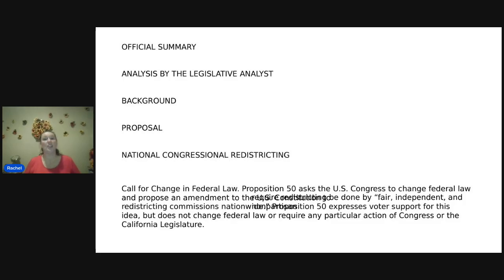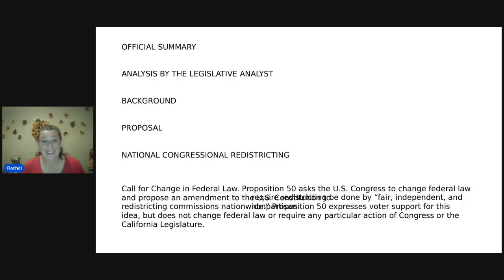All right, so national congressional redistricting. Call for a change in federal law. Proposition 50 asks the U.S. Congress to change federal law and propose an amendment so that redistricting could be done by fair, independent commissions nationwide. While Proposition 50 expresses voter support for this idea, it does not change federal law or require any particular action of Congress or the California legislature.